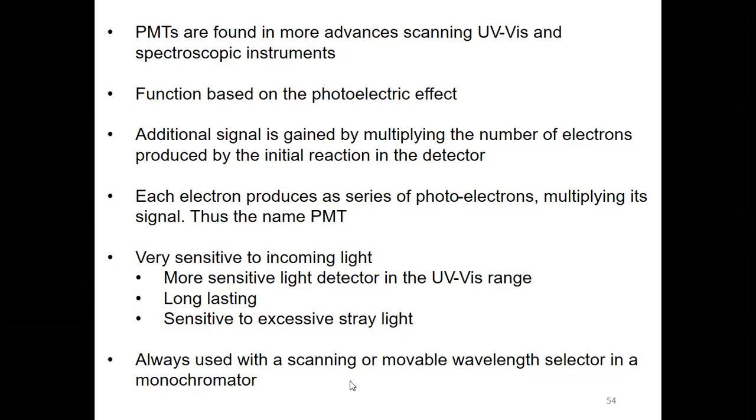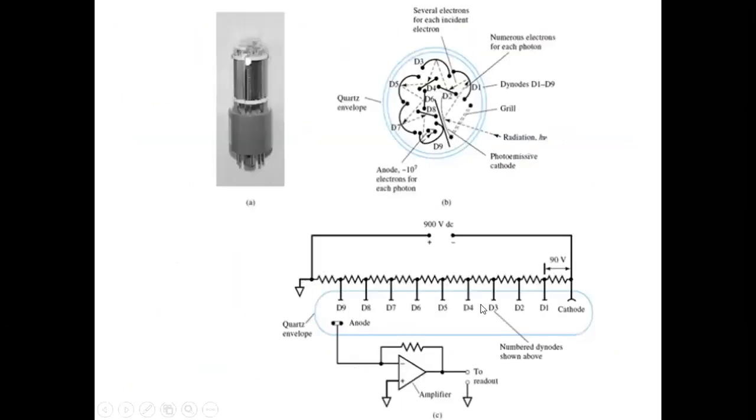And these PMTs are always used with a scanning or movable wavelength selector in a monochromator. So when we need to do a wavelength scan, in most cases, these PMTs are used as the transducer, right? So those are a few important factors about the photomultiplier tubes. Any questions so far?